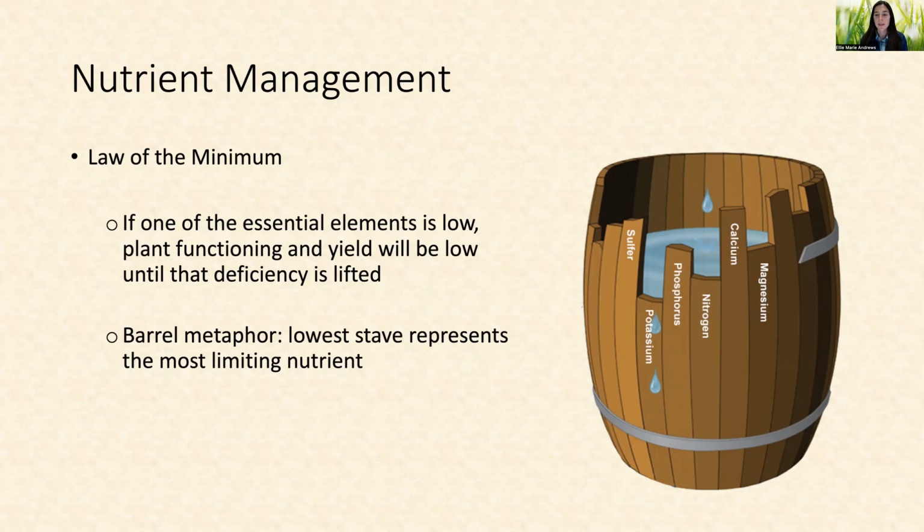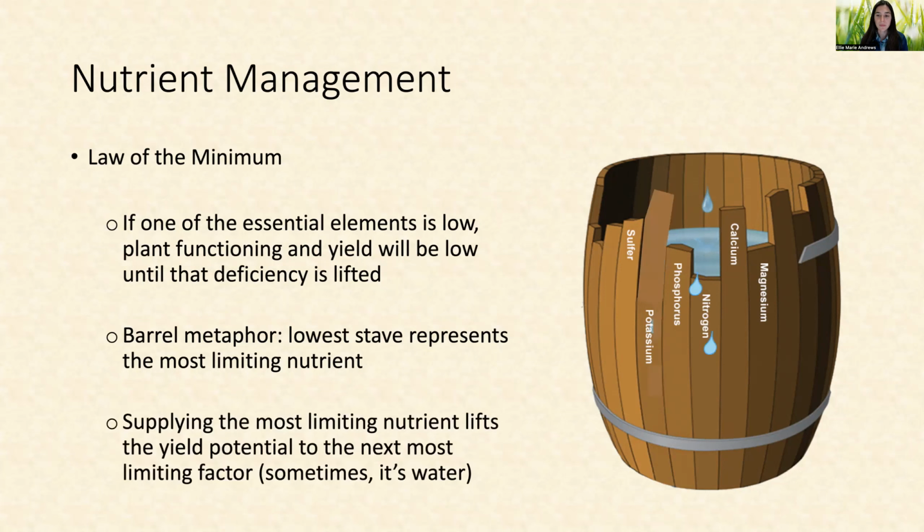This is important because we need to address the real problem, the biggest limiting factor. Let's say we did that and we supplied the most limiting nutrient. This is going to lift that yield potential to the next most limiting factor. In this case here, it looks like nitrogen is the next lowest one, but it's worth mentioning that sometimes water is the most limiting factor. So that's a good thing to bear in mind as well.